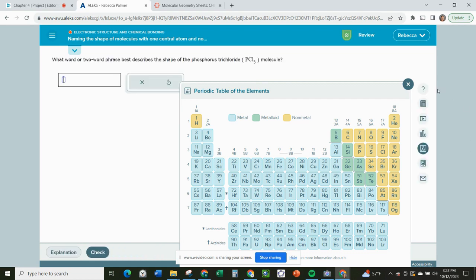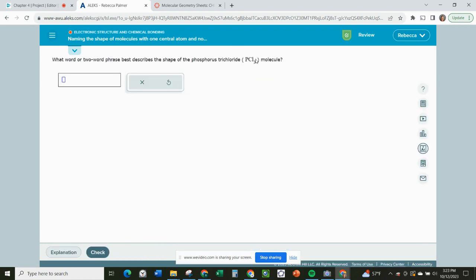Okay, let's practice again. This one is PCl3, so we're looking for the word or two-word phrase that best describes the shape of the phosphorus trichloride molecule. Okay, so that's really important. That's also just giving you the prefix for three. So if you can't remember the prefix and you're lucky enough to get that same prefix, you can use that.